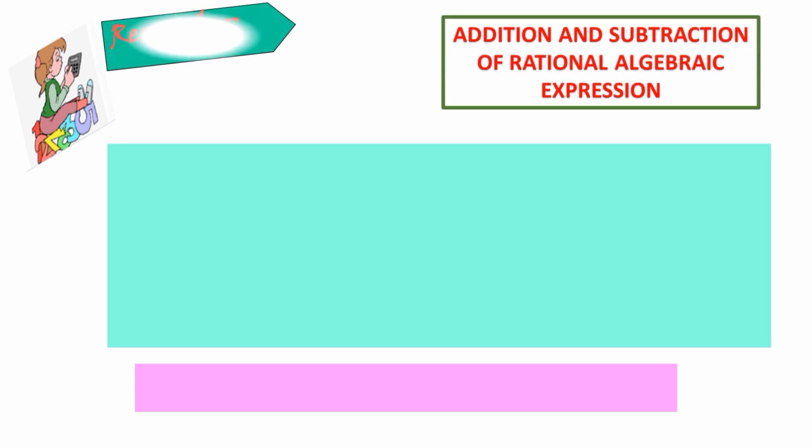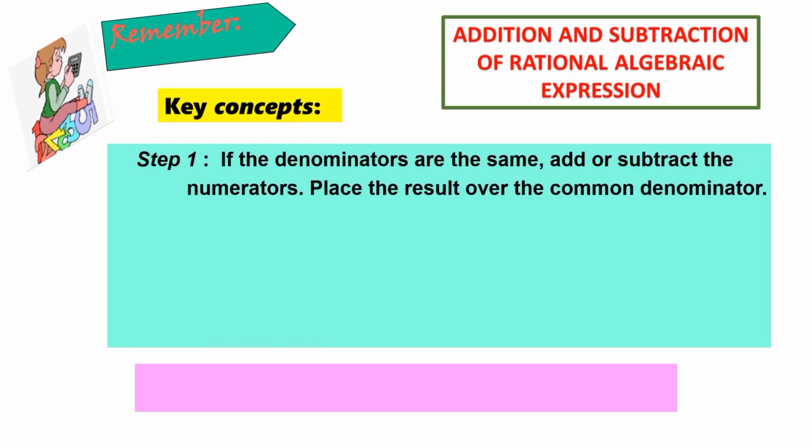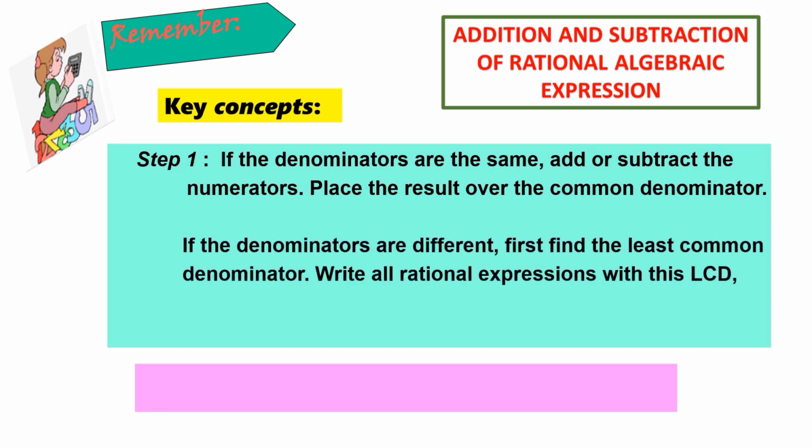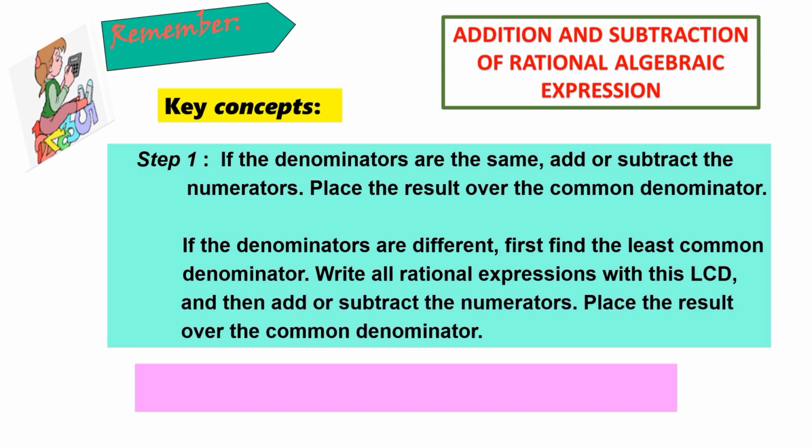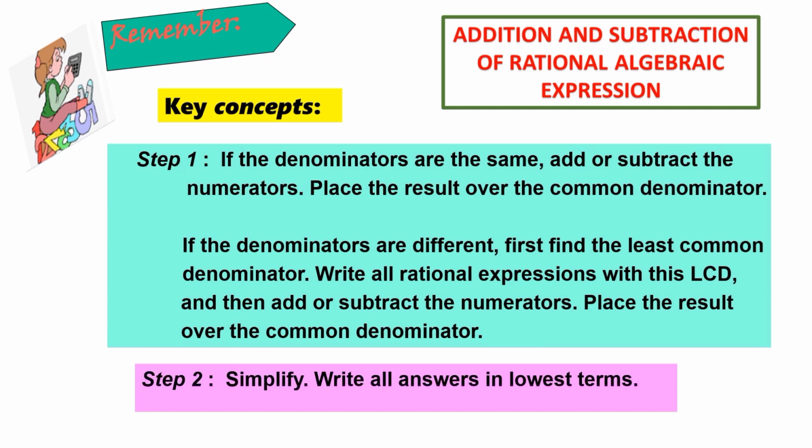In order to understand the lesson better, you need to remember the following concepts. Step 1. If the denominators are the same, add or subtract the numerators. Place the result over the common denominator. If the denominators are different, first find the least common denominator. Write all rational expressions with this LCD, and then add or subtract the numerators. Place the result over the common denominator. And step 2, simplify. Write all answers in lowest terms.